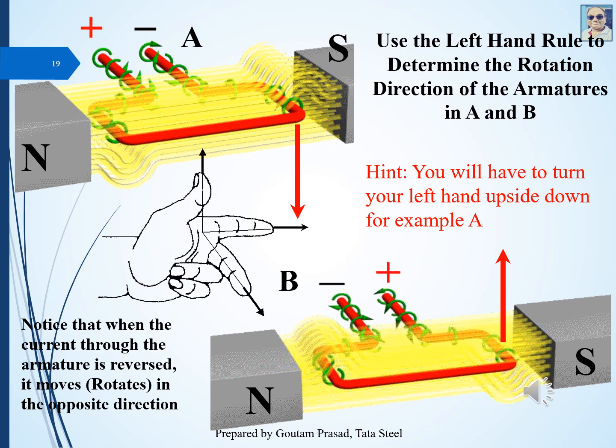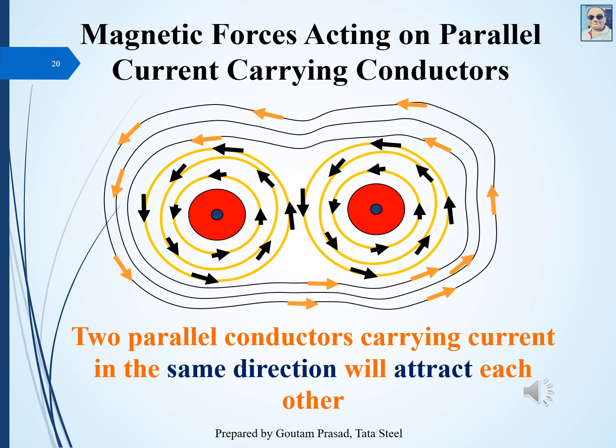Try to guess the direction of a force acting on one side of the coil and the other side of the coil at the same time, and this will help you in understanding the working of the DC motor. So, magnetic forces acting around parallel current carrying conductors.